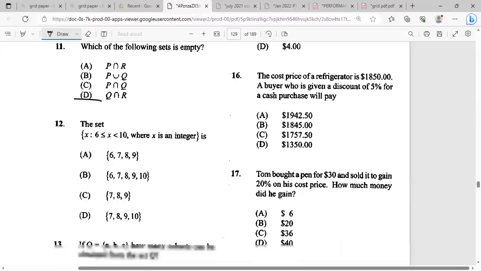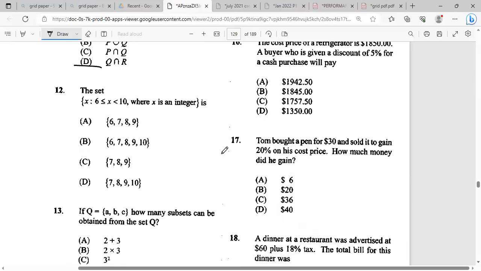All right, the set x is greater than or equal to 6, but less than 10. So we're not going to include 10 in this case because it's a less than, but we're going to include the 6. So 6, 7, 8, 9. So that's going to be A. And notice it says integer. Because this is only less than, we don't include 10, only if it had less than or equal to. And this one has less than or equal to 6, so it includes 6.